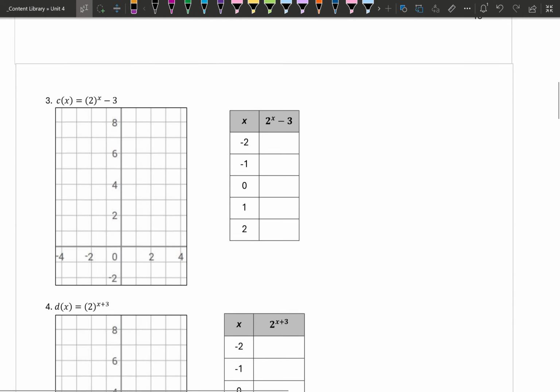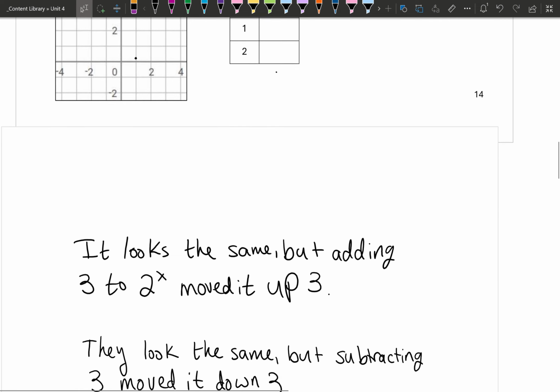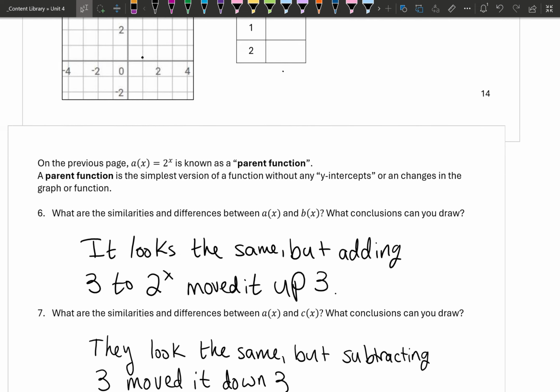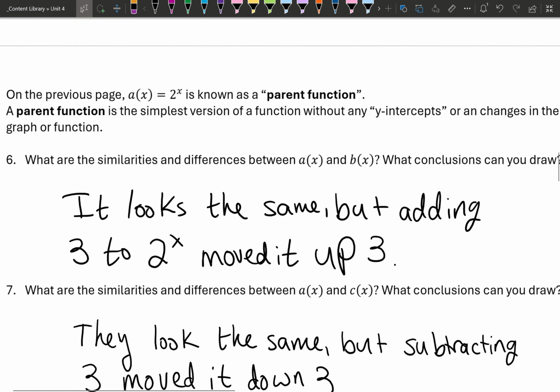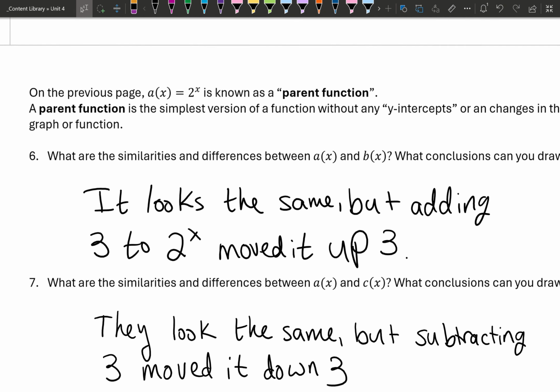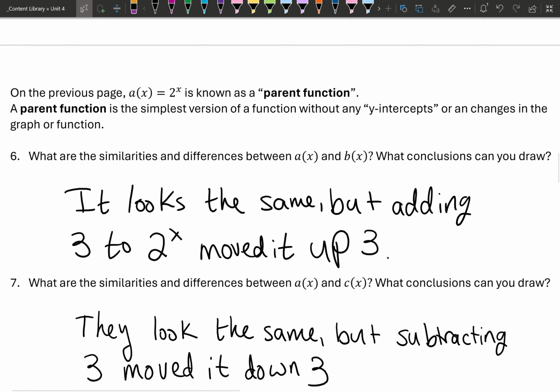So let's go to number 6 where we're going to write this down. Oh, actually, I already wrote it down. I guess to save some time on this video. Number 6 asks us the similarities between a of x and b of x. Well, the similarities is that they look the same, but adding 3 to 2 to the x moved it up 3.